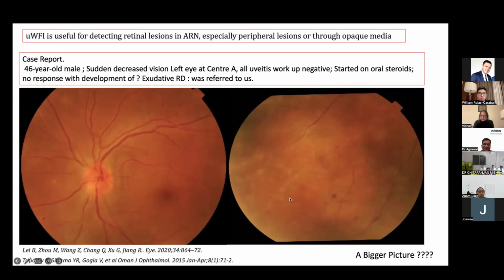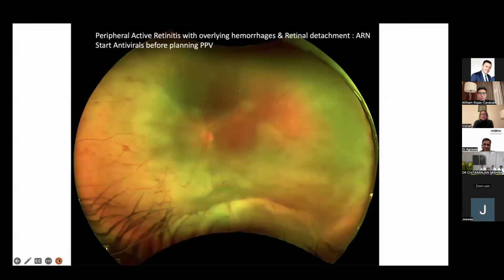Now look at these pictures, which are done using standard conventional 50-degree photography, and also the beautiful capture of the periphery. And then you go on to one single frame where you see the pathology in its entirety. What we realized was this was a peripheral active retinitis, because exposure to steroids resulted probably in very rapid progression of the disease. There are yellow areas of retinitis all over with hemorrhages and retinal detachment.